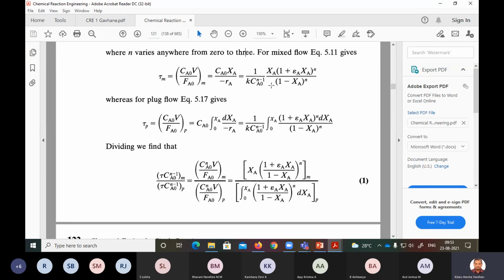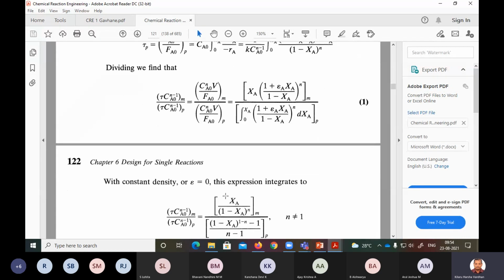Is this particular thing, XA (1 plus epsilon A XA) by (1 minus XA) whole power n. This is for M, that is the mixed flow. This is for the plug flow, right? We can still refine it. Now substitute that epsilon A is going to be 0. You are considering only gas phase, liquid phase reactions.